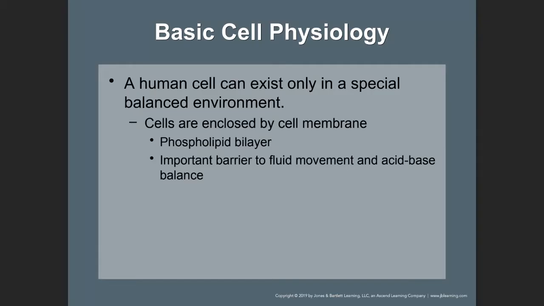Now, let's review the basic cell physiology, and these are things you should already know at this stage. A human cell can exist only in a special balanced environment. Cells are enclosed by cell membrane. You have the phospholipid bilayer, which is often referred to as the fatty layer of the cell. Important barrier to fluid movement and acid-base balance.